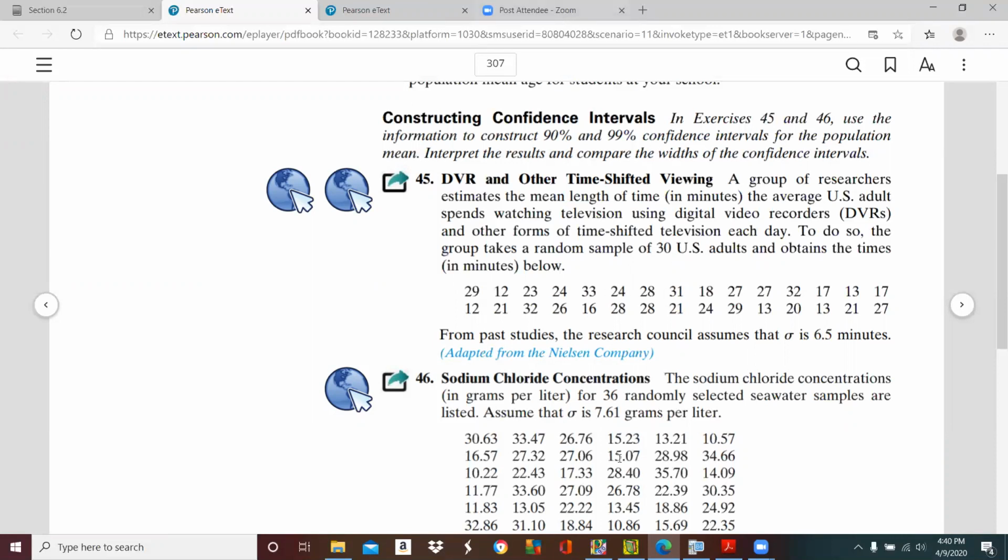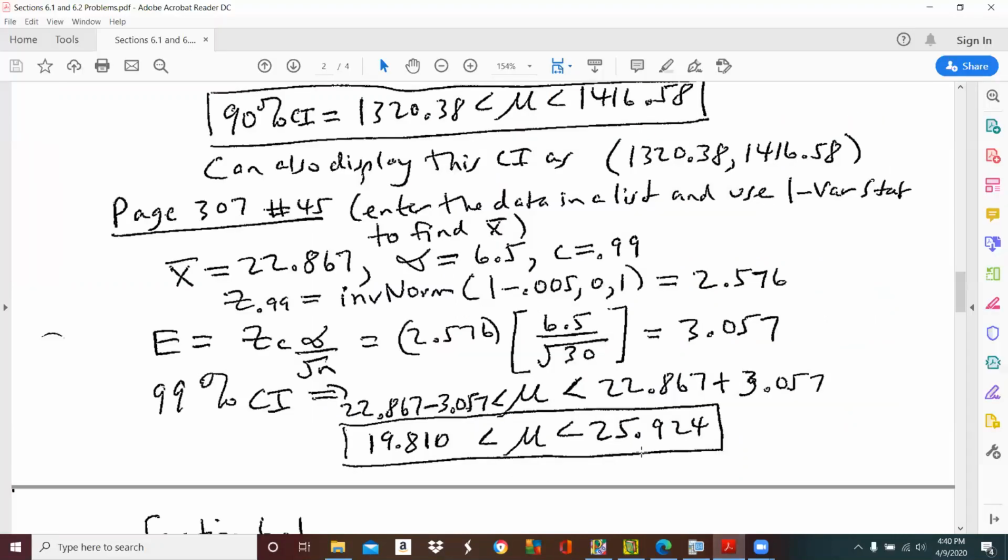Okay, let's get back to the solutions. All right, so here's our standard deviation. We got that from one variable statistics, our sample mean. Here's our estimate of the population standard deviation. Here's our level of confidence, 0.99. We need to find the critical value first, so we do inverse normal.